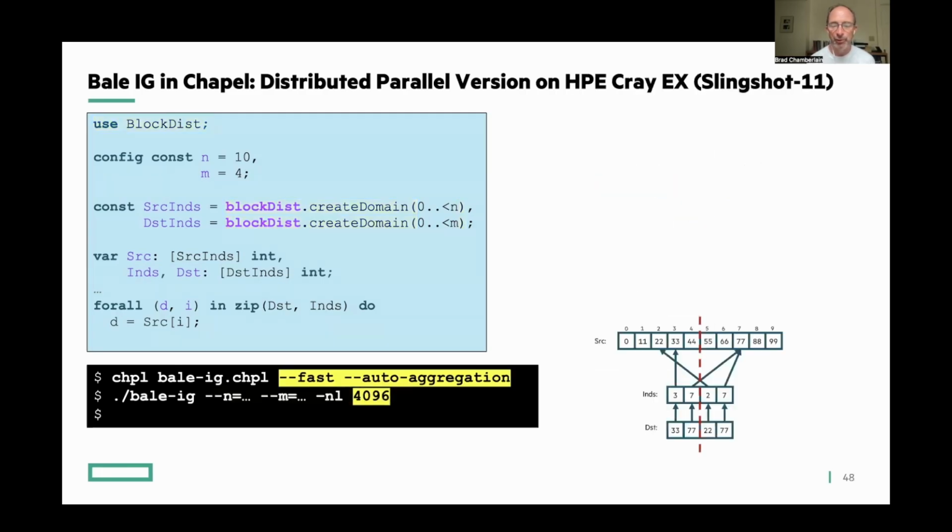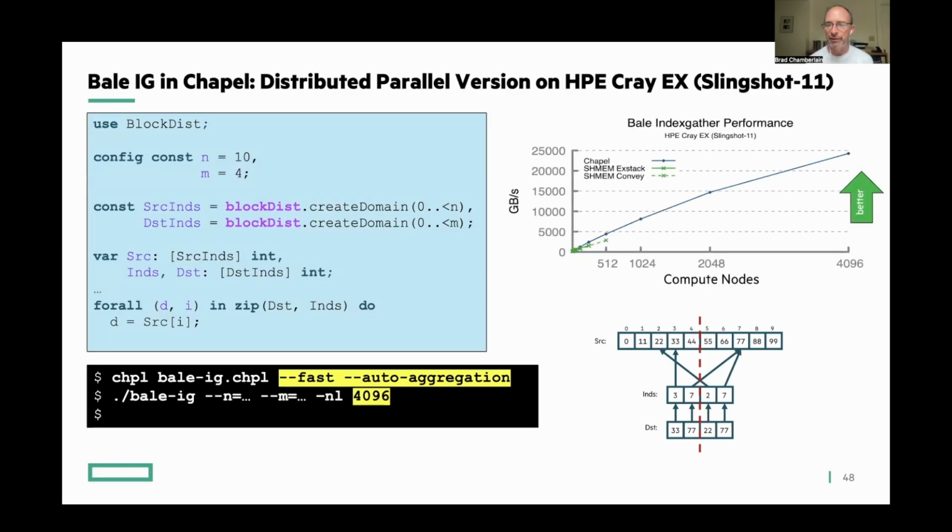And I'm going to show you some performance results here running on 4,096 nodes of a Cray EX. Again, this is over 500,000 processor cores. And I'm going to compile this time with these two flags, --fast and --auto-aggregation, which basically are just some ways to turn on some optimizations, which are really useful for this program. And this is the performance graph for that. You can see as we scale up to those 4,096 compute nodes, we get better and better performance.